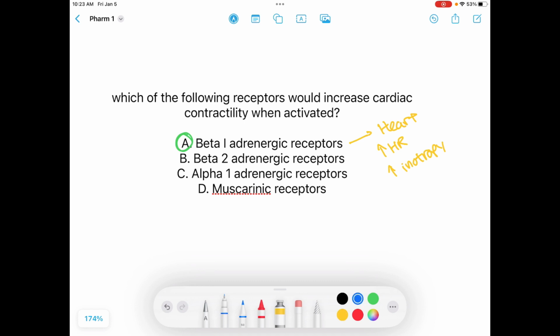When we look at beta-2 receptors, we think mostly the lungs, particularly the bronchi. And we see when we have beta-2 adrenergic receptor agonists, so we're activating those receptors, we think of bronchodilation. So for example, albuterol is a beta-2 receptor agonist. It's going to cause bronchodilation by binding to those receptors in the bronchi.